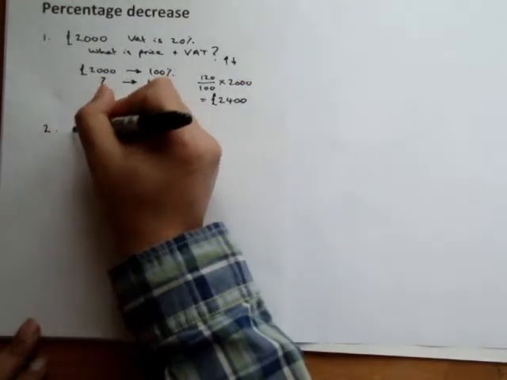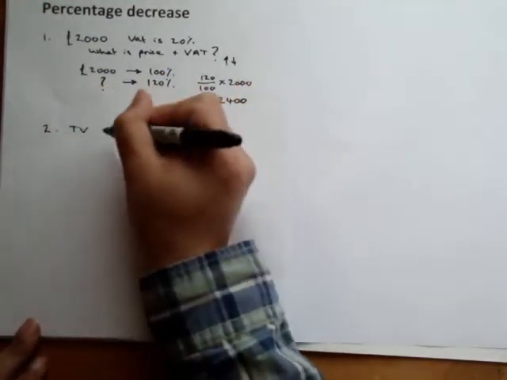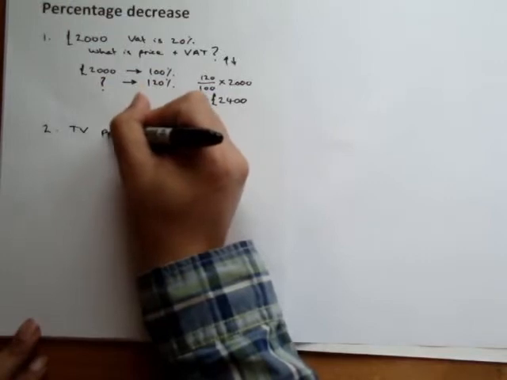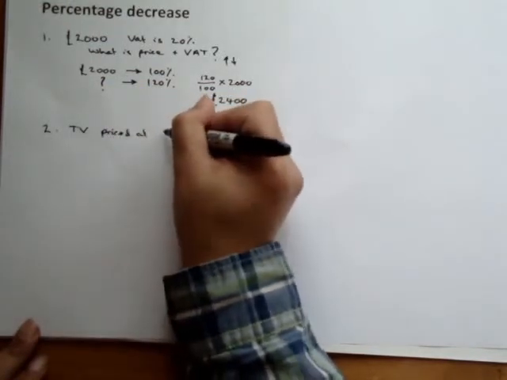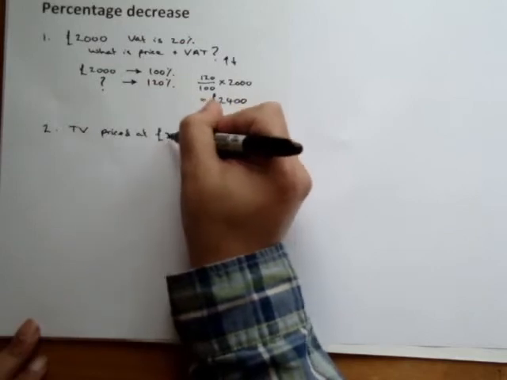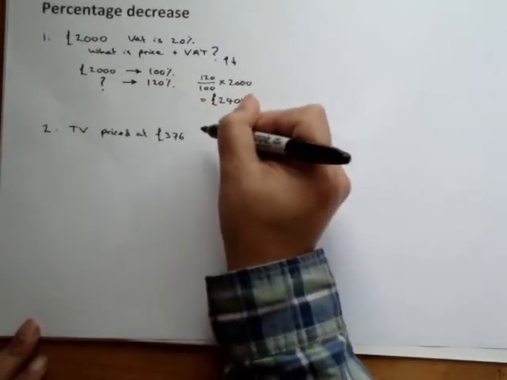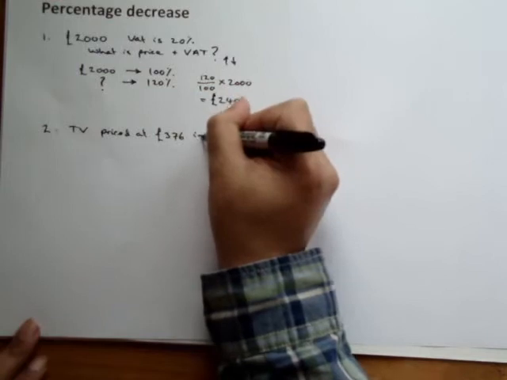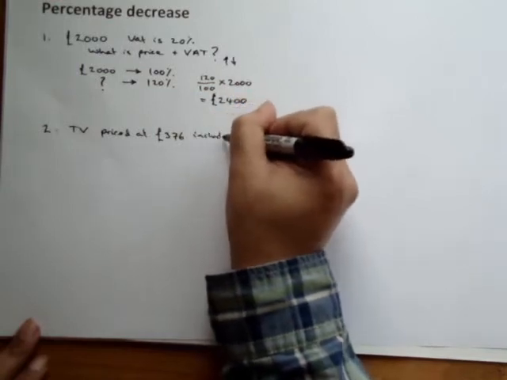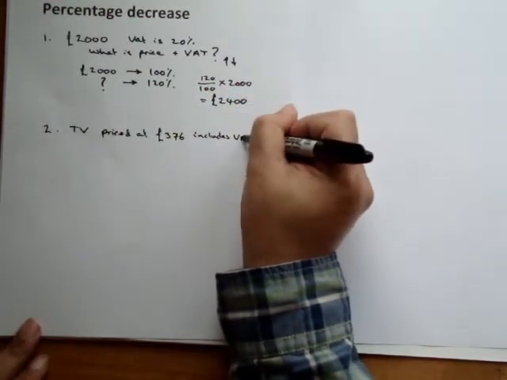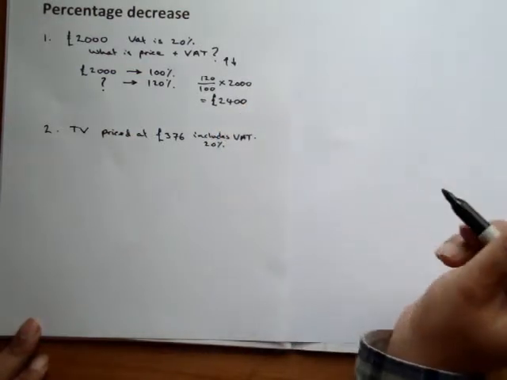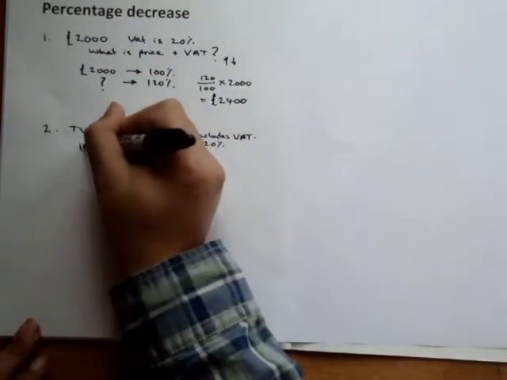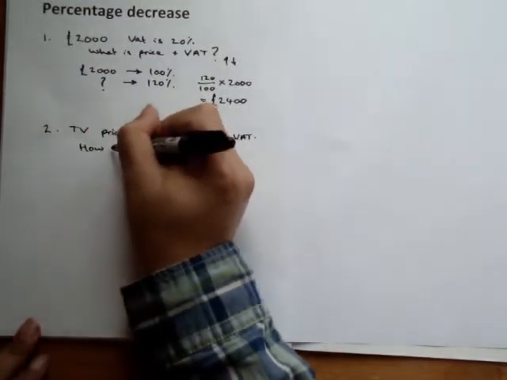We have a TV priced at £376, and this includes VAT, and then VAT we said was 20%. How much was the TV before tax?